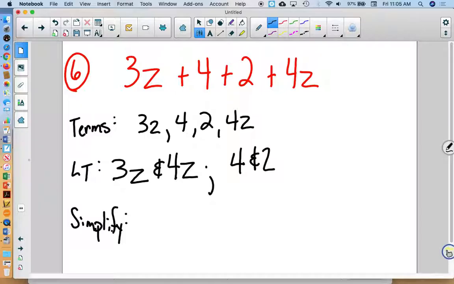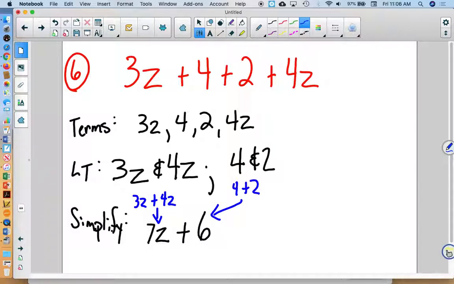Simplify. Somebody has to simplify that hasn't already spoken to me. Zach. 7z plus 6. How did Zach get 7z? Who have I not talked to? Emily. How did he get 7z? We added 3z plus 4z. 3z plus 4z gives me 7z. How did he get 6 as my constant when that's not what I started with? How did he get that, Josie? He added 4 plus 2. He took the 4 plus 2 and that gave me the 6.